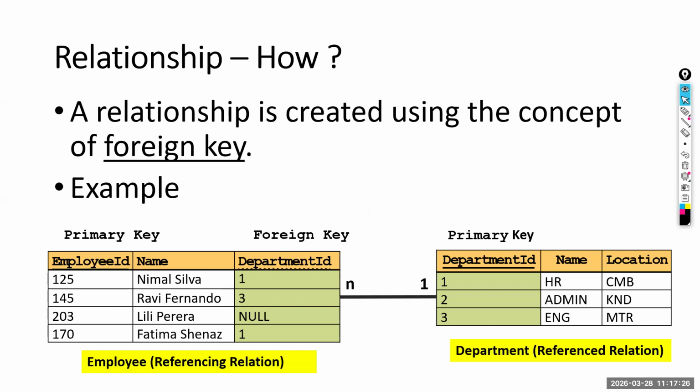How do we create a relationship? Using a foreign key. So we can build a relationship using a foreign key. Foreign keys build the relationship between tables or relations. So then you must ask, what is a foreign key? Again, there's a definite answer, the best answer.